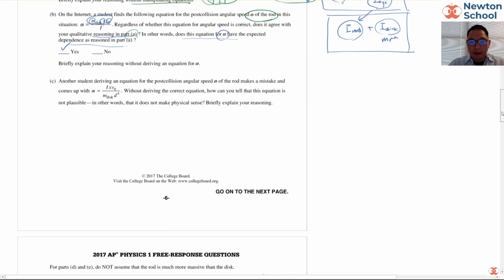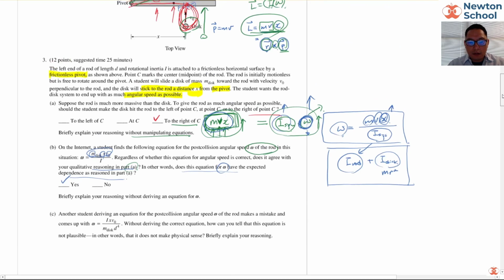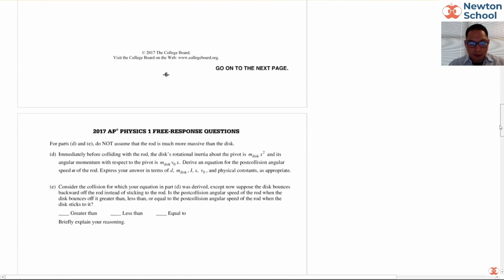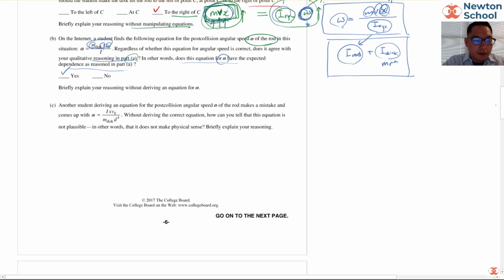Part C, another student derived an equation for the post-collision angular speed omega, without deriving it, and so on. How can you tell this equation is not plausible? In other words, what doesn't make physical sense?